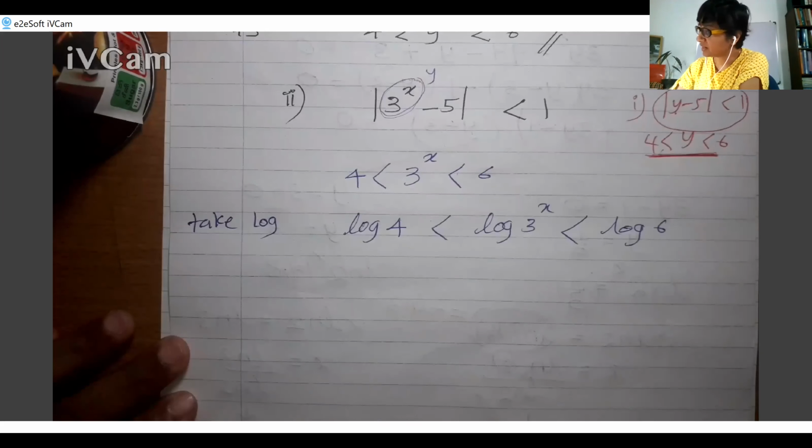Now this is log 4. X comes down, you get x log 3, log 6. Now what do I do? I want to get an inequality for x. I need to isolate x here. It's like trying to solve an equation, right? I divide everything by log 3. So log 4 divided by log 3, I get my x there, log 6 divided by log 3.